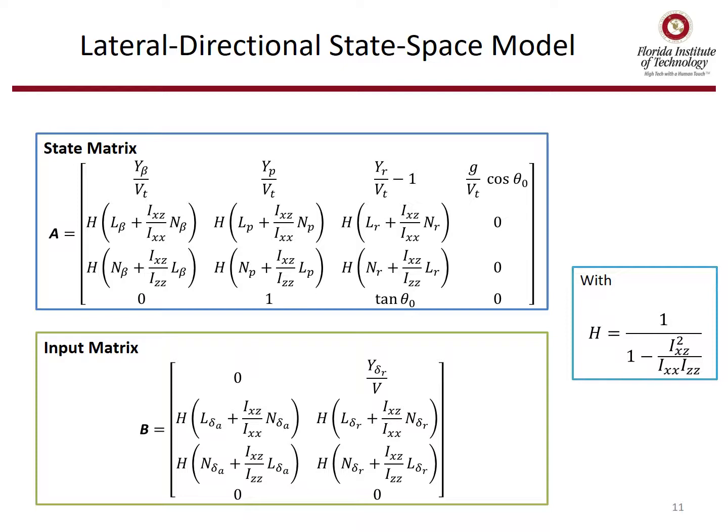Using typical matrix algebra, we can use those equations and then define the A matrix and the B matrix based on the coefficients and inertias that we have in our equations of motion. And we can even define a term H that shows up in a lot of those coefficients.